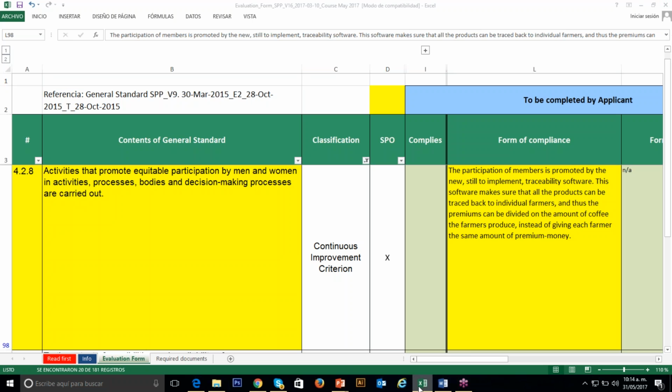Thank you too. Then you have to check each one of the criteria specified in this form, the critical, minimum, and continuous improvement criteria, to see if your organization complies with all of them, or if you have to implement some activities to comply with each one. The small producer organization and the evaluator have to know all of the criteria.